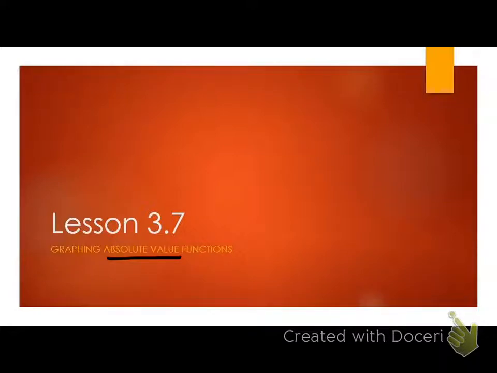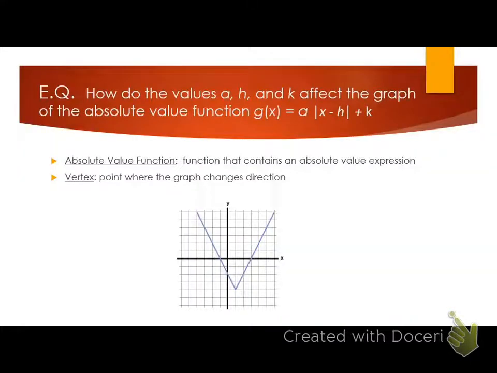Okay, so when we're graphing absolute value functions today, an absolute value function is a function that contains an absolute value expression. So how do you know it's an absolute value function? It's going to have an absolute value expression in it. All right, the essential question today that we're going to answer by the end: how do the values of a, h, and k affect the graph of the absolute value function g of x equals a times the absolute value of x minus h plus k?